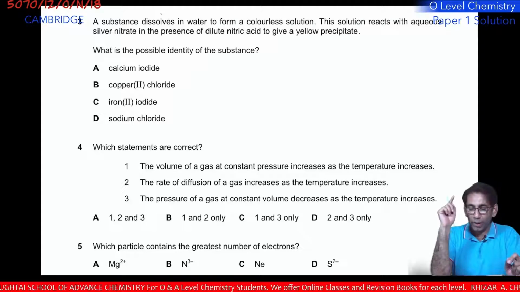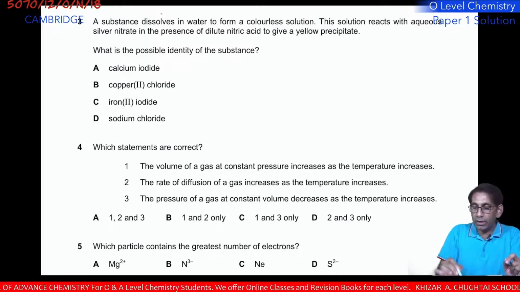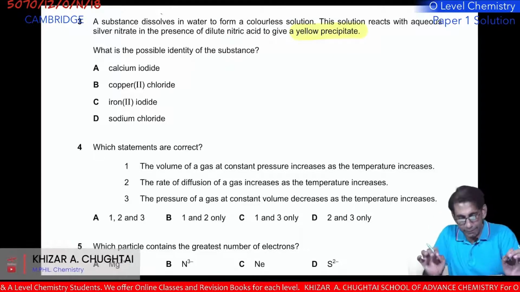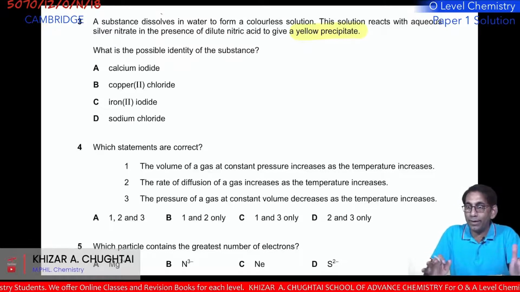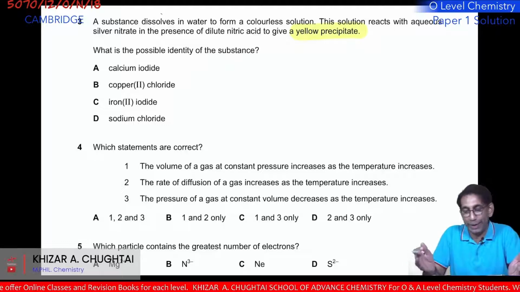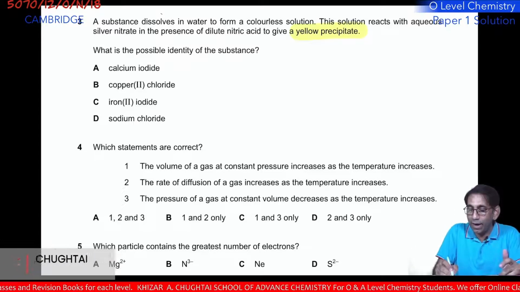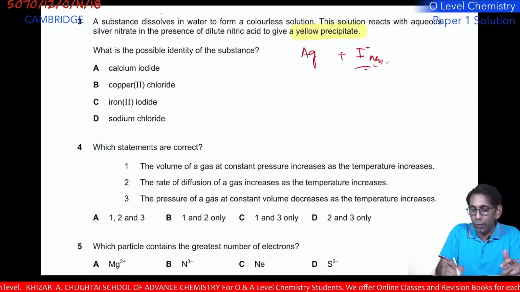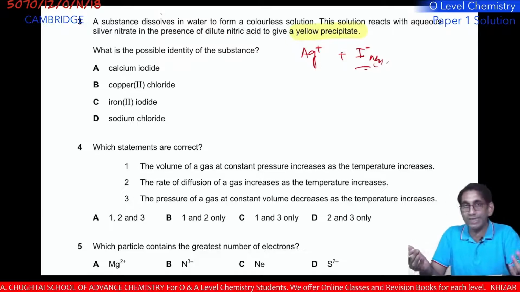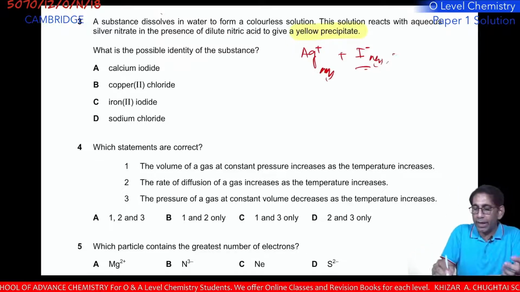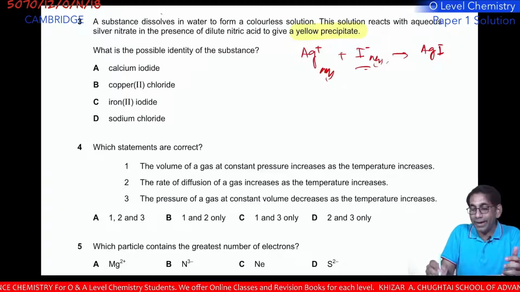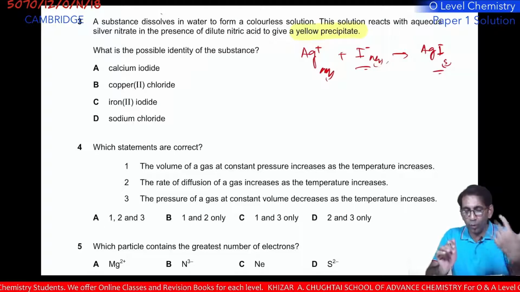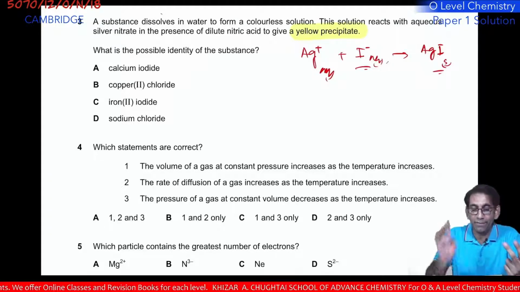The first thing is, you can see over here, yellow precipitate. What do you mean by the yellow precipitate? As far as the O-level chemistry syllabus is concerned, only one halide ion can make a yellow precipitate, that is the I negative ion. Aqueous I negative ion, when it is allowed to react with the aqueous silver ion, will make AgI, that is a solid, a precipitate, and that is yellow in color. So number one, your substance must have I negative ion.